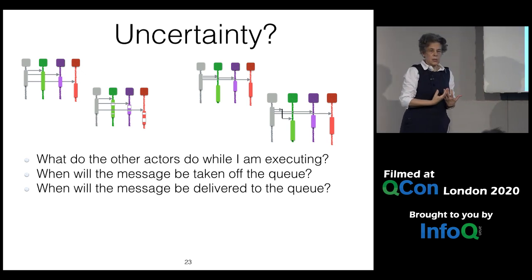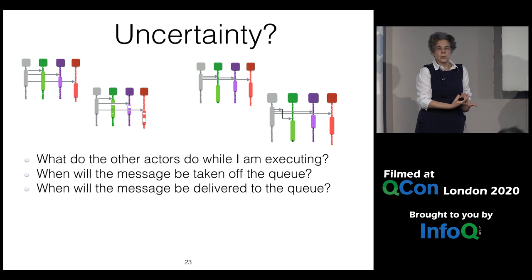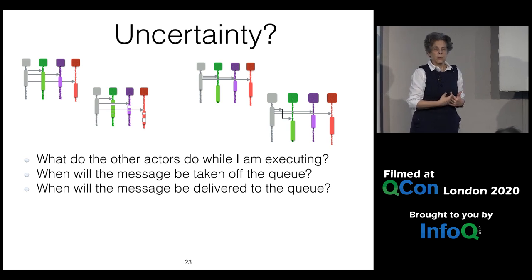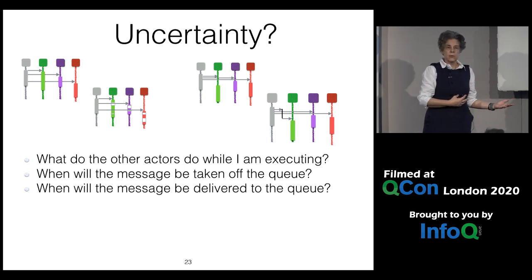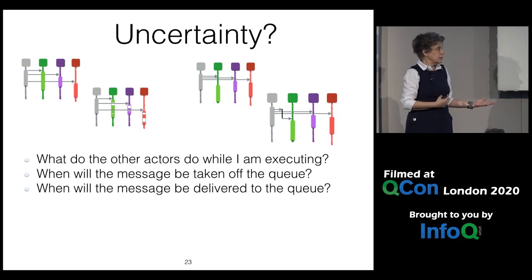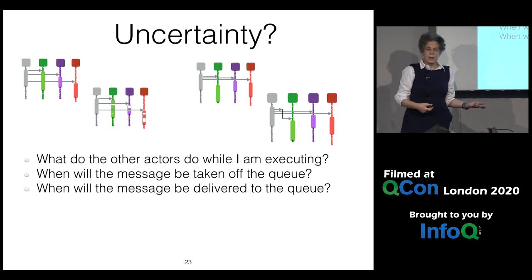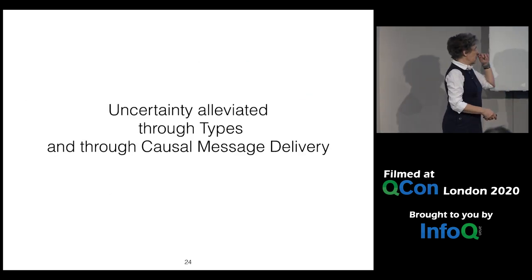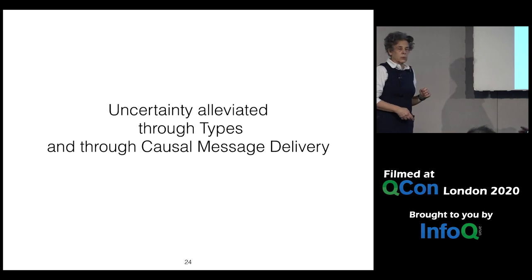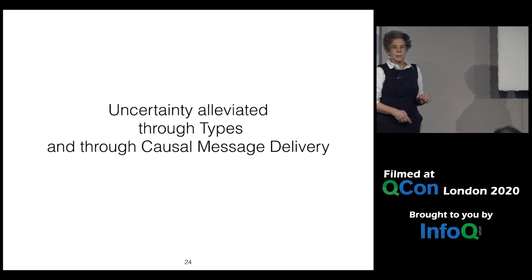So the question is, what do the other actors do while I am executing my own behavior? Do they go and modify the world, and then I will be affected by that? When will the messages arrive, and when will they be taken off the queues? So this uncertainty is alleviated through types and through causal message delivery.